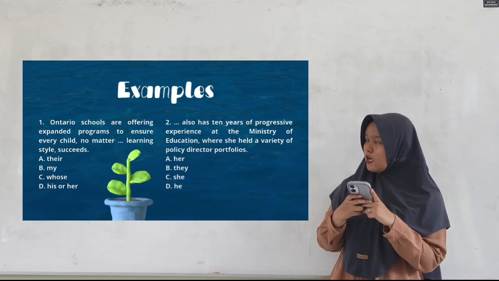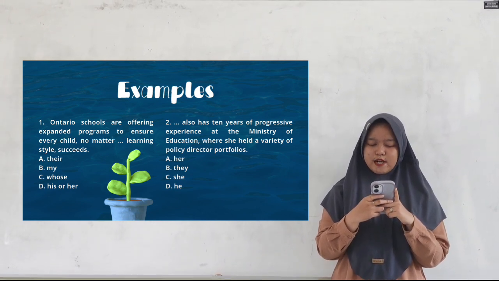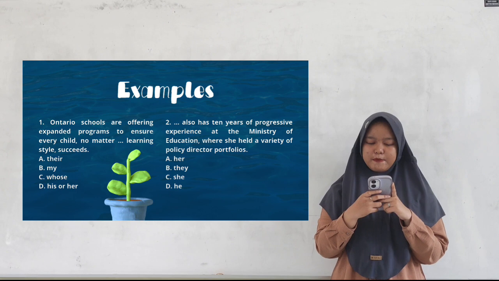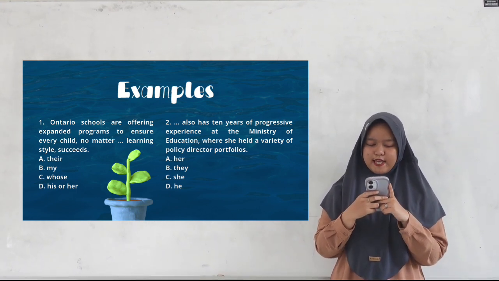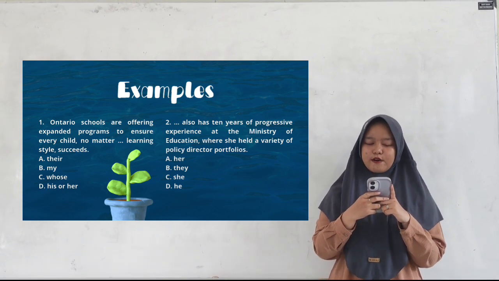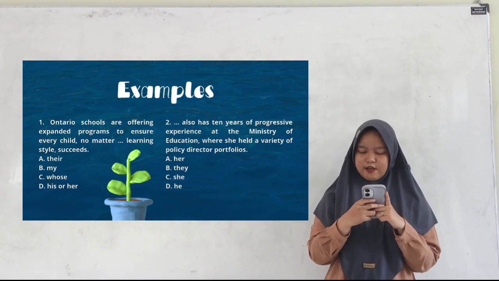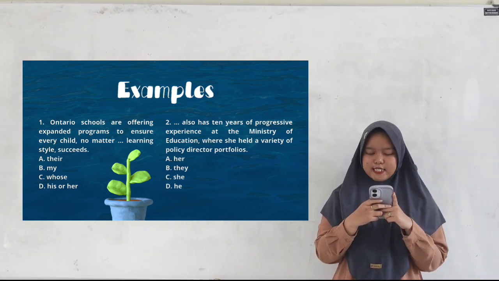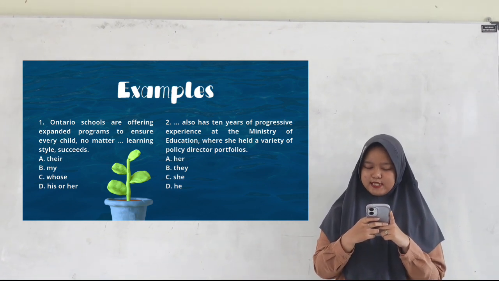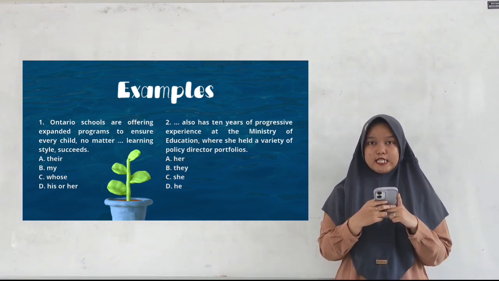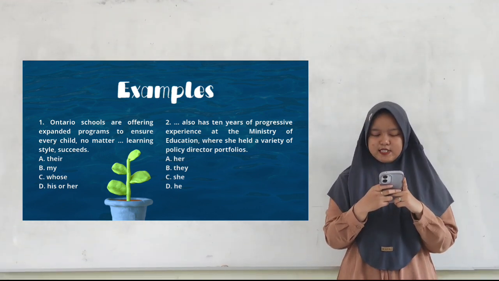Examples. Number one: Ontario schools are offering expanded programs to ensure every child, no matter the learning style, succeeds. The options are their, mine, whose, here, or his or her. Two: she also has 10 years of progressive experience at least at the Ministry of Education, where she held a variety of policy portfolios. The options are A, her, B, they, C, she, D, he.